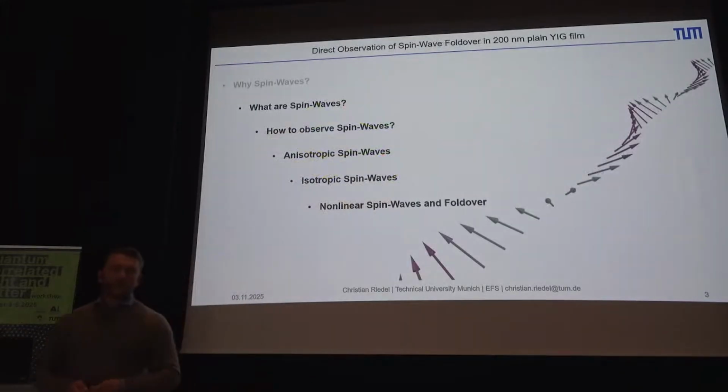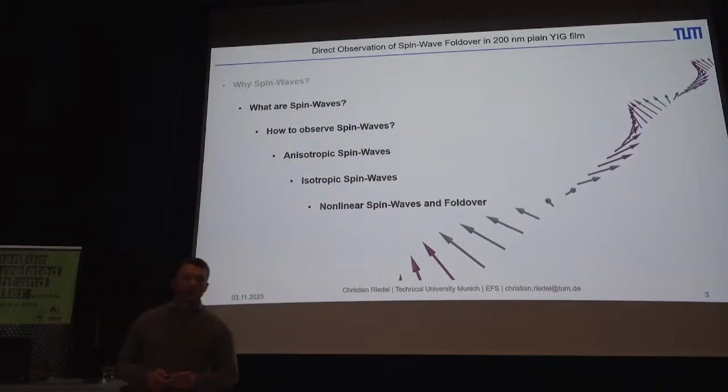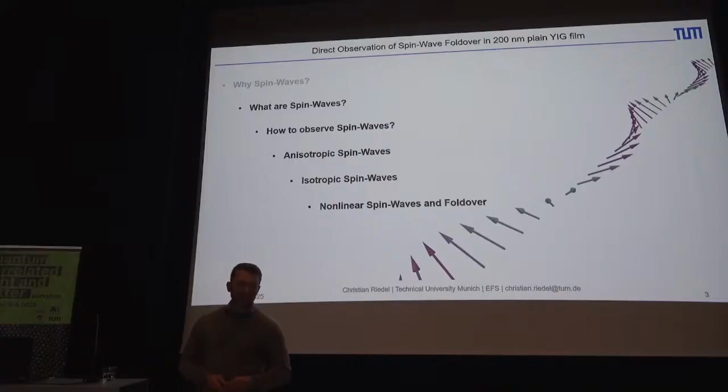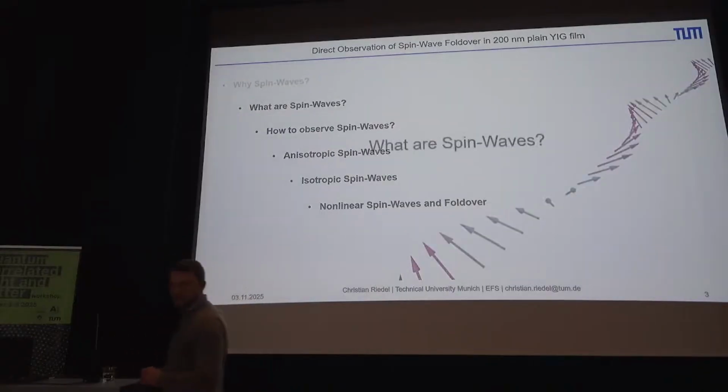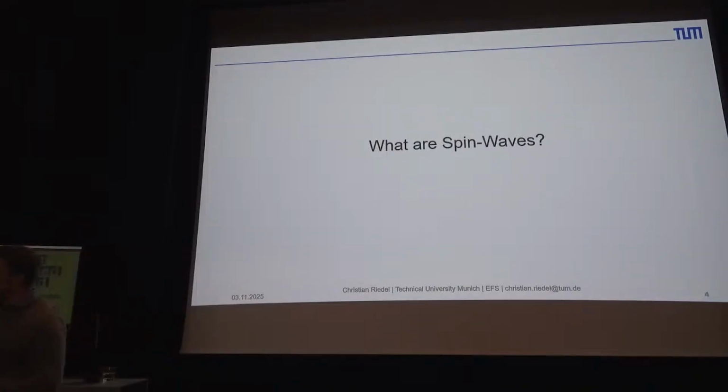So, I've already told you why we should have a look at spin waves. I will now tell you what spin waves are, because if you don't know what they are, it might be a bit challenging to understand. Then, how to observe the spin waves in our lab, at least one way; there are several ways. Then we will touch on the propagation properties of spin waves, which can be anisotropic or isotropic. And in the last part, I will cover the title of this talk: the nonlinear behavior of spin waves and how you can achieve a foldover process for spin waves.